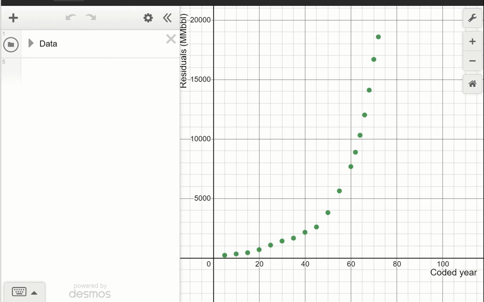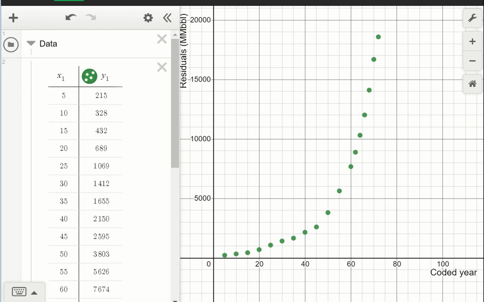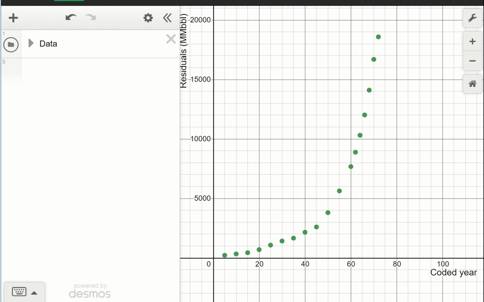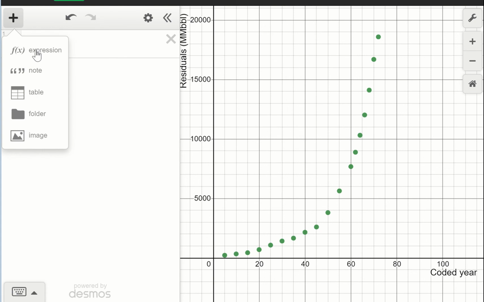So we can see the data is here, and just based on the shape of the scatter plot alone, I know that a linear model is not going to be appropriate. The residuals are going to be fairly off and not adequately predict what's happening here. So let's go ahead and build the exponential model for this data. Same thing we did before. I'm just going to add something to the graph. So I'm going to hit add an expression.